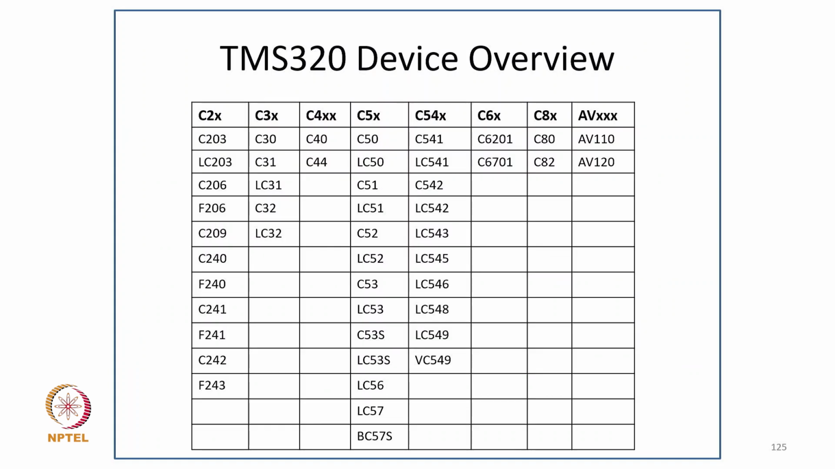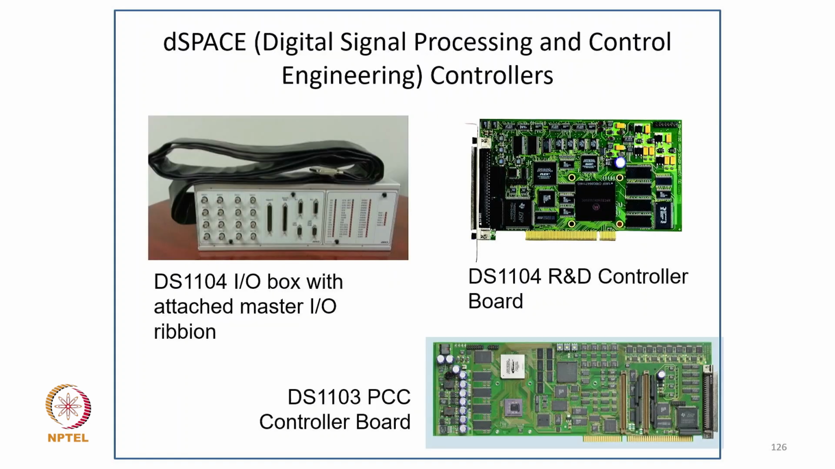So here is the typical TMS320 device family overview, starting from C2X and C3X, C4X, C5X, C54X, C6X, C8X and AV-XXX.